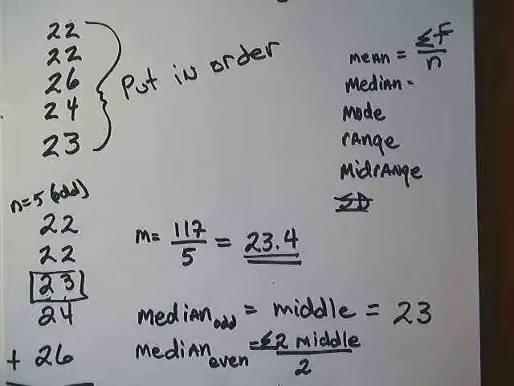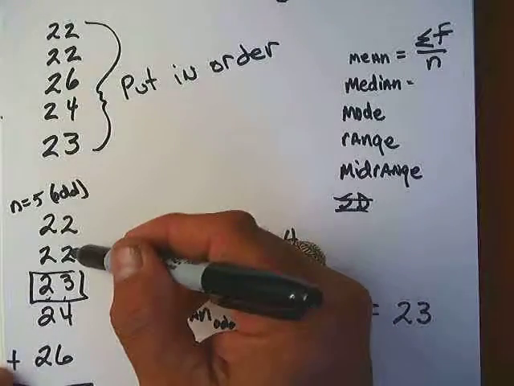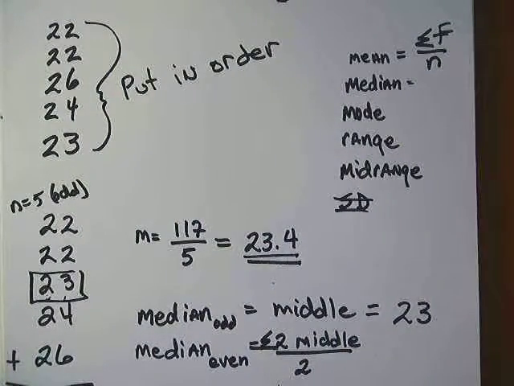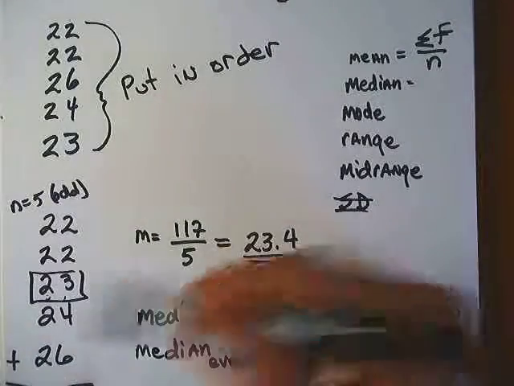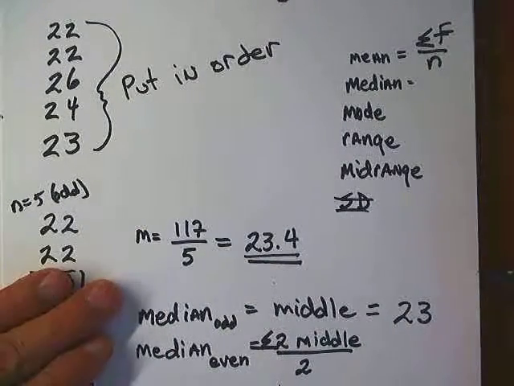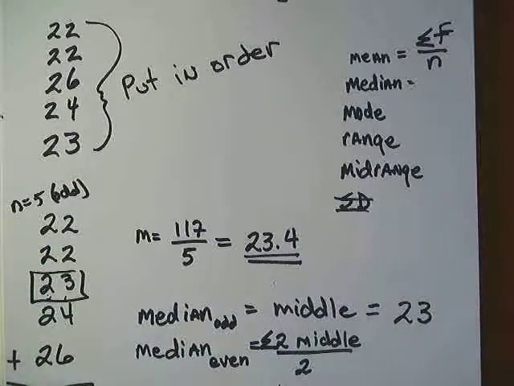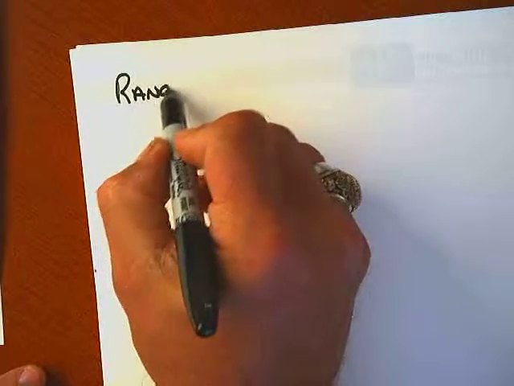So does anything repeat here? Yes, 22. So the mode is equal to 22. You can have 2, which is called bimodal. You can have 3, trimodal. You can have 4 or more, which is polymodal, but it's not that big of a deal. It's the one that shows up the most. So if 22 showed up 3 times and 23 showed up 2 times, then 22 would be your mode. Here, 22 shows up the most, so it's the mode.